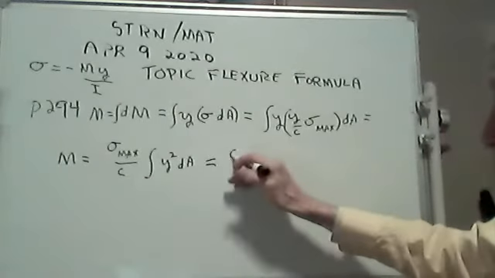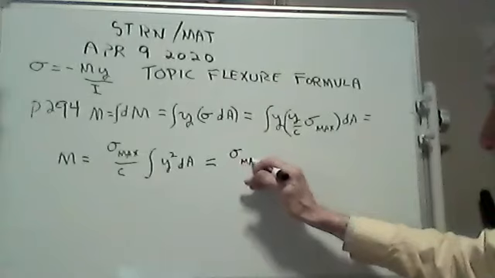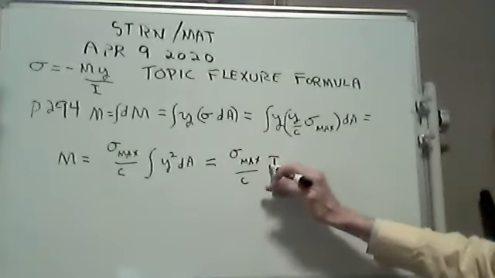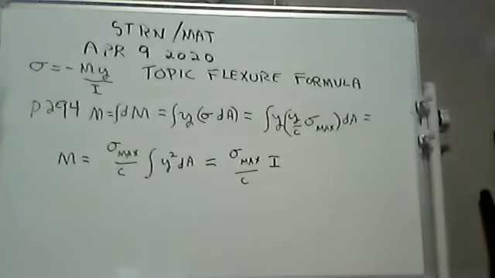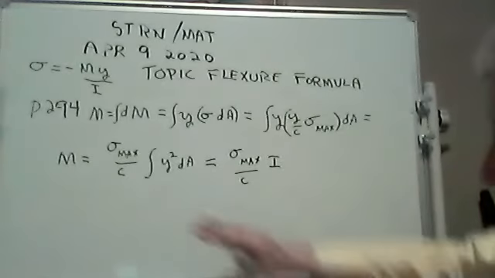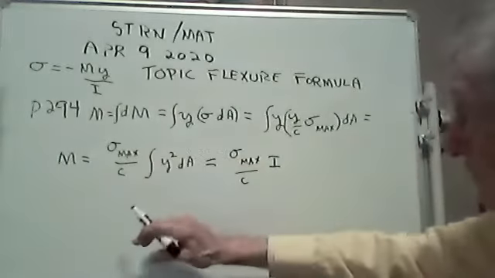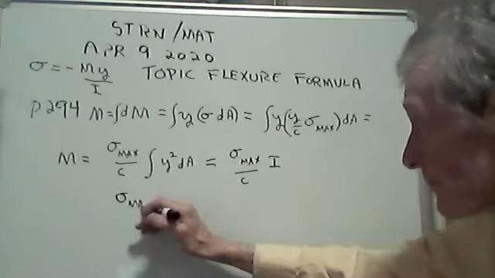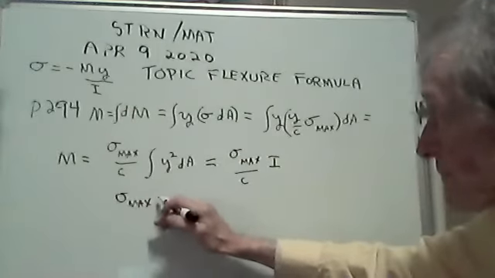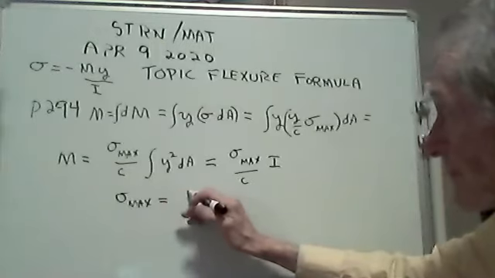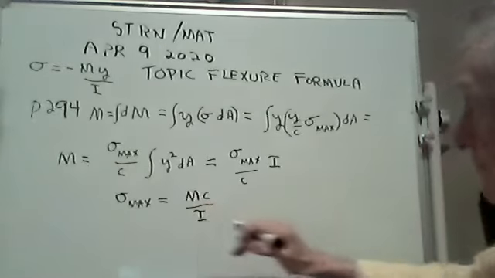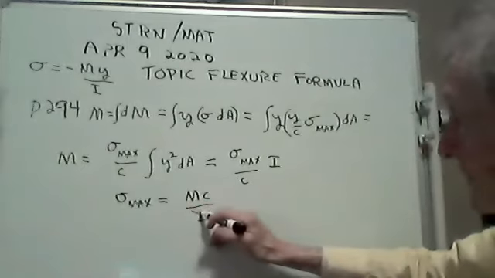And so what you have now is your bending moment is equal to that equation there. And we're going to do a little algebra now. We're almost done. Two more steps and we'll have our flexure formula. See if you can get to here with me. Were you able to get to there?